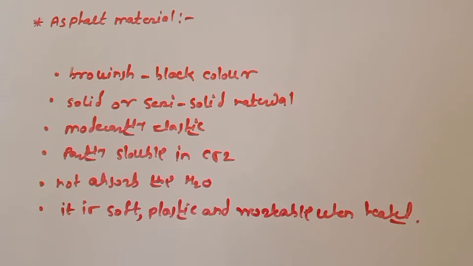So if you consider asphalt, we know that it is a combination of bitumen and other subsidiary material. This bitumen, in Marathi, is known as dambar. It is used for different road construction. Therefore, whatever mixture composite material we see for preparation of roads is nothing but your asphalt material. It is soft, plastic, and workable when heated.